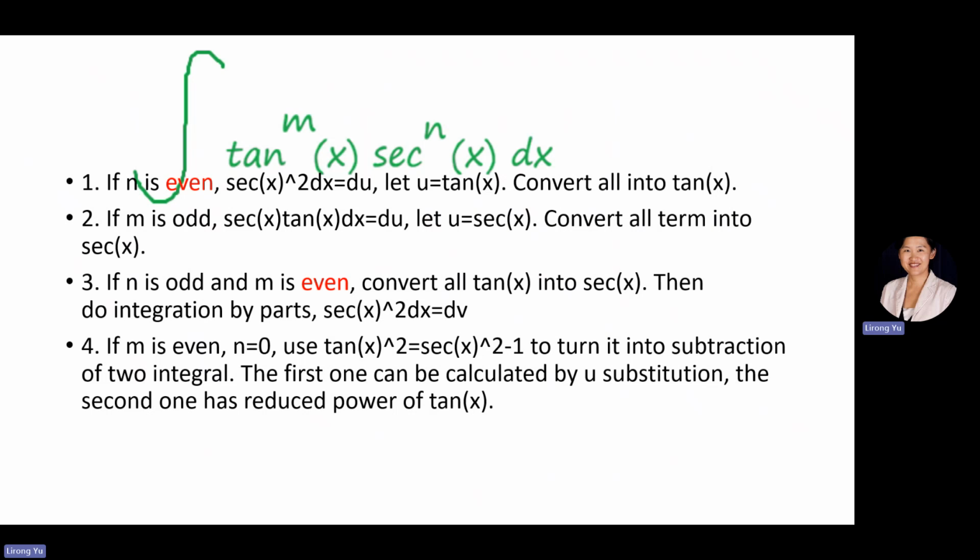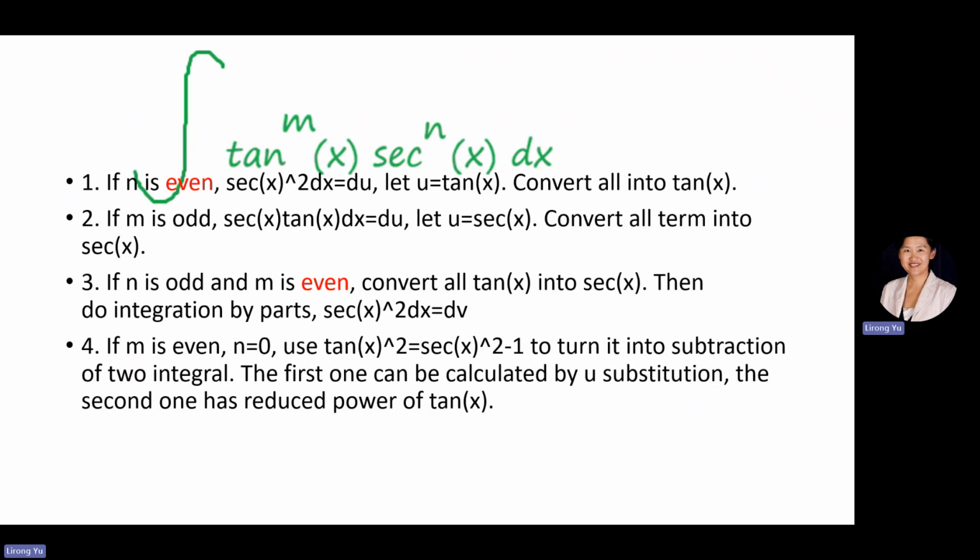Another thing is if m is odd. If m is odd, assuming we have a non-zero number in the end, in that case, we will have a secant times tangent dx. Secant times tangent is the derivative of secant. So secant could be our u, and then do u substitution where we can finish the integration. That's only two options: n equal to even, and m equal to odd. I think we cover only one here.